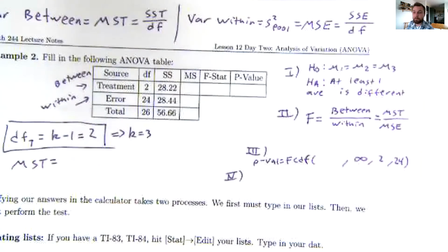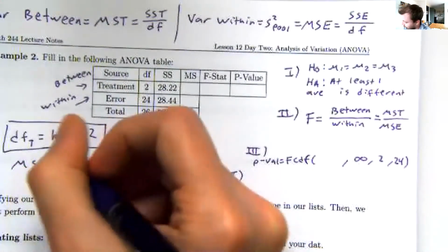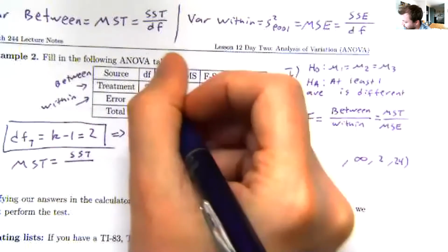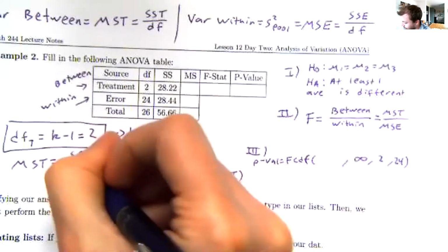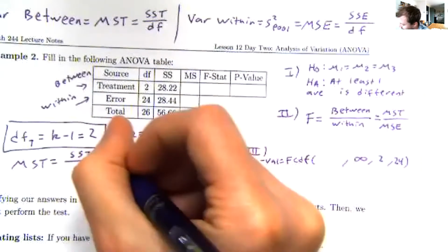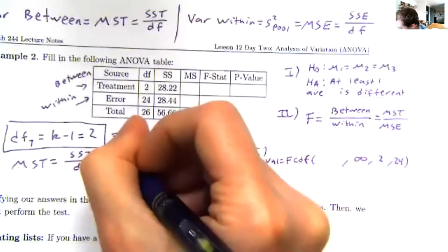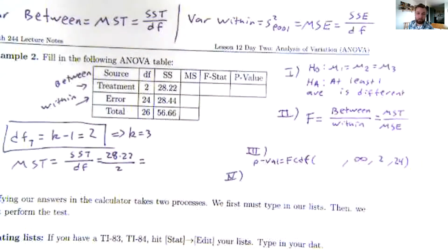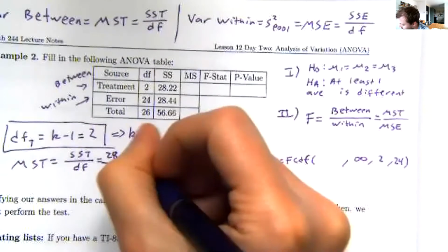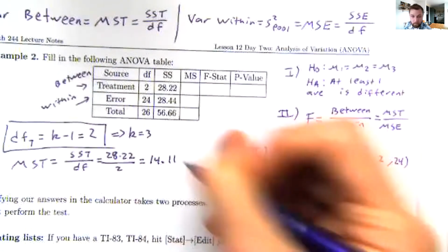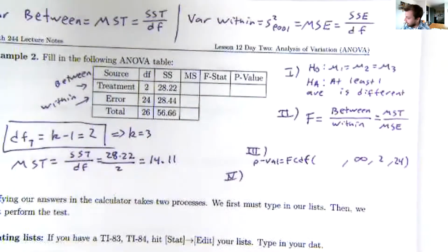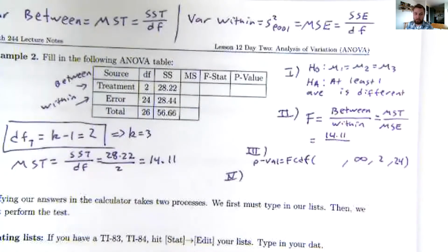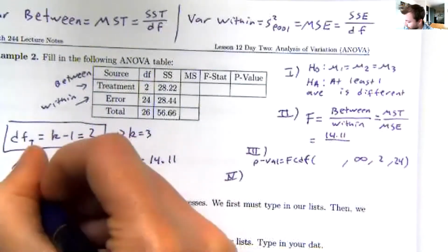MST. This is the variation between groups. I'm going to take the SST, the sum of the squares of the treatment, and I'm going to divide this by the degree of freedom for the treatment. So I'm going to take 28.22, and I'm going to divide this by the degree of freedom, which was 2. When I do this division, I think I end up getting 14.11 as that first MST number for my variation between groups. Let's calculate the MSE.